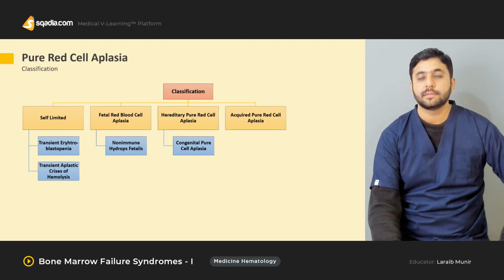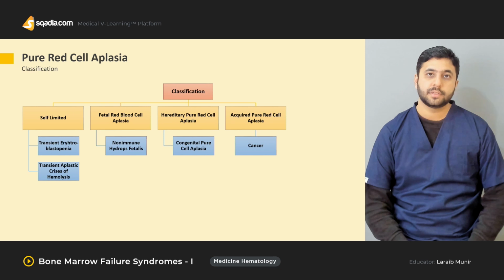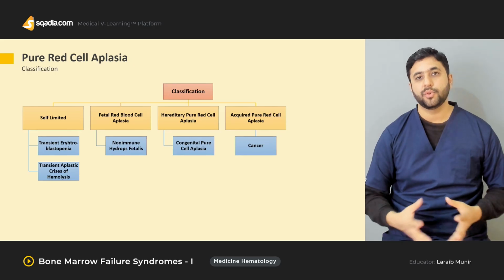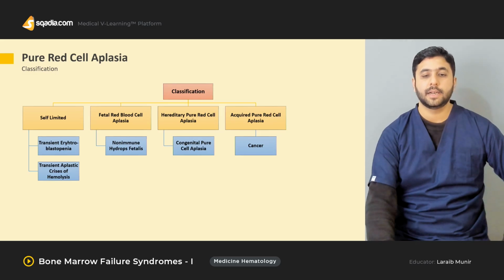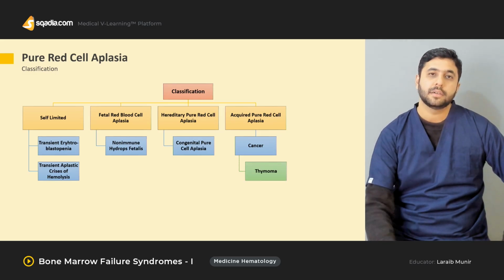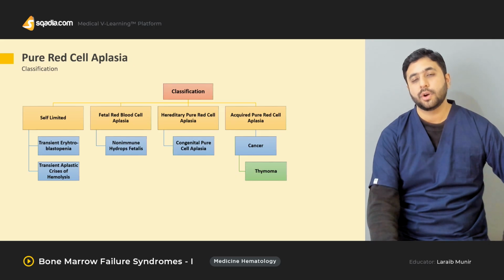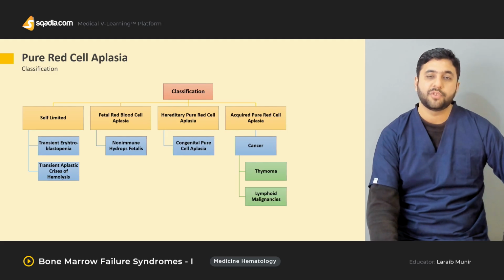In the acquired types of pure red cell aplasia, viruses are the major cause, and they can also occur secondary to certain types of immunological problems or chronic infections. If someone has a cancer, various types of lymphomas or leukemias, then because of a problem with the hematological system, they can have a self-limiting pure red cell aplasia. Thymoma, as when we talked about the aplastic anemias, can also present with acquired pure red cell aplasia apart from the aplastic anemia. Lymphoid and leukemic malignancies are the most important ones.